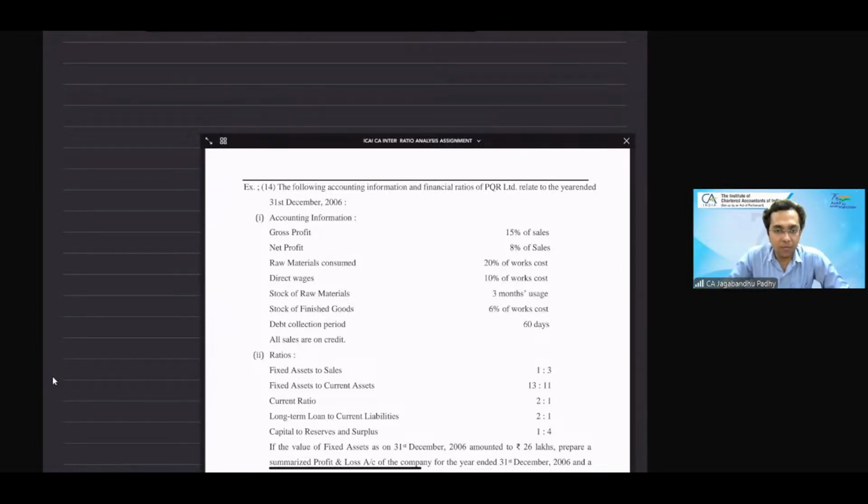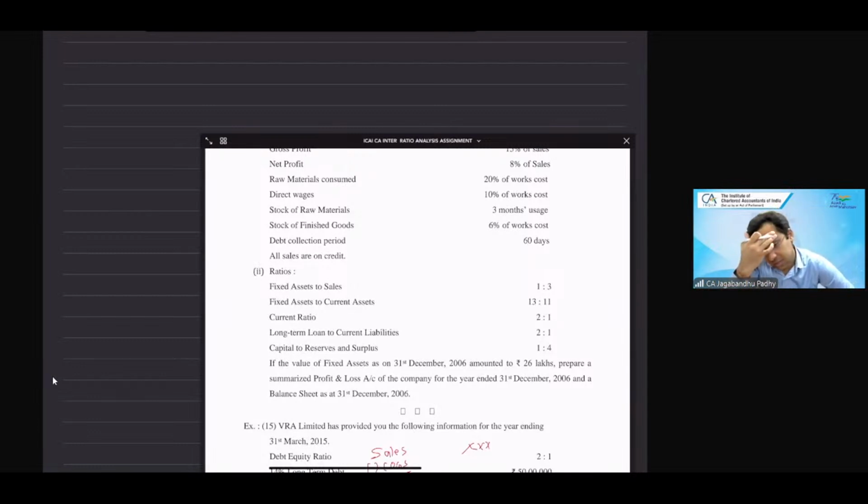So we have the following accounting information and the financial ratios of PQR Limited related to year ended 31st March 2006. GP is given 15% of sales, net profit is 8% of sales, raw material consumed is 20% of work cost, direct wages is 10% of works cost, stock of raw material is 3 months usage, stock of finished goods is 6 months of work cost, and debt collection period is 60 days. All sales are on credit. Then certain ratios that we have: fixed asset to sales, fixed asset to current assets. Then we have the ratio of current ratio, long-term loan to current liabilities, capital to reserves and surplus.